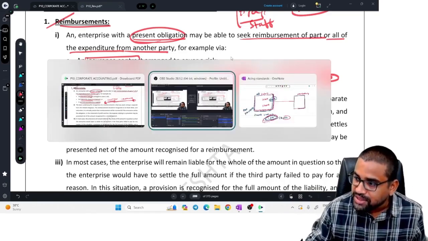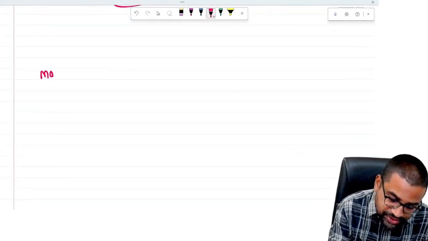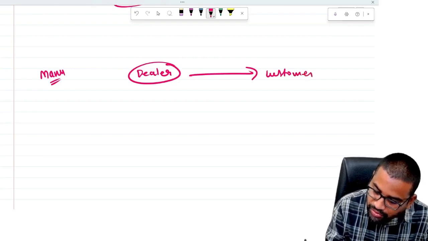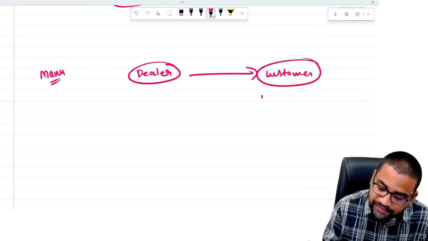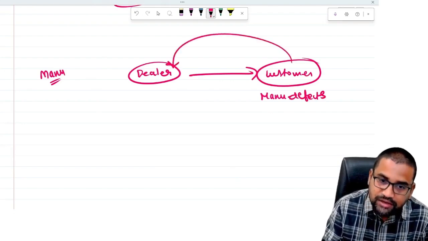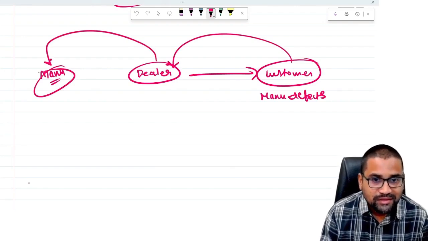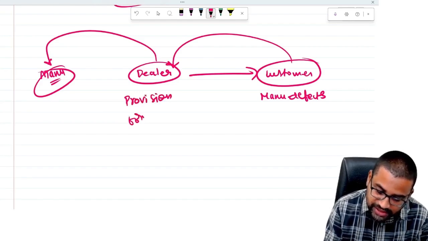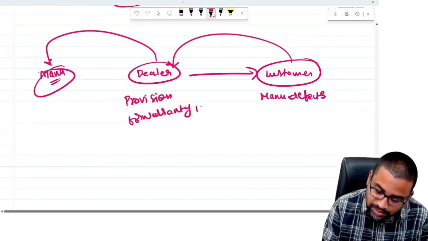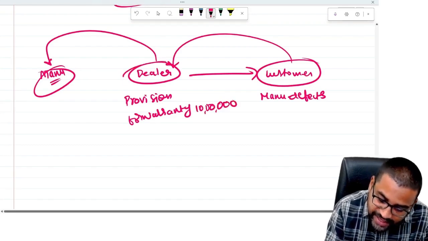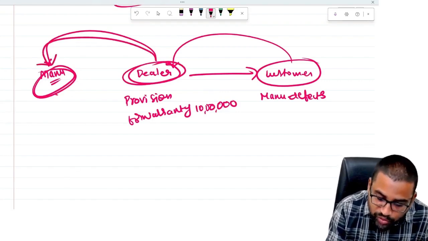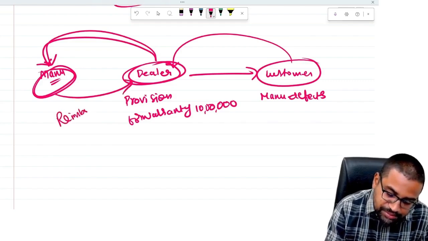Similarly, warranty sales. For example, see here. Suppose there is a manufacturer and there is a dealer, and this dealer is selling the goods to the customer. Suppose for these goods, if any damage happens, manufacturing defects are there. This customer will approach the dealer, and the dealer will make a requisition with the manufacturer. The dealer will create a provision for warranty because he is directly selling the goods to the customer. Suppose he created a provision for warranty of 10 lakhs, and he knows that it is the manufacturer's goods he is selling, so he will make the claim to the manufacturer. Whatever amount comes from the manufacturer, that we call reimbursement.